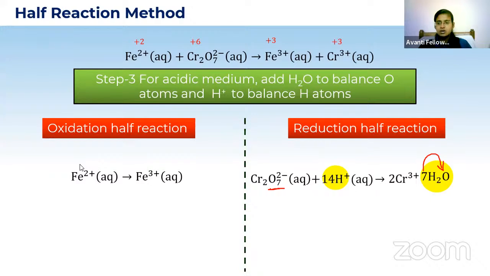Okay, any doubt so far? Separate the equation into 2. Balance all the atoms except oxygen. Then to balance the oxygen and hydrogen, if the medium is acidic, add H plus and H2O. Okay, any doubt so far? Shall we go for the next step?